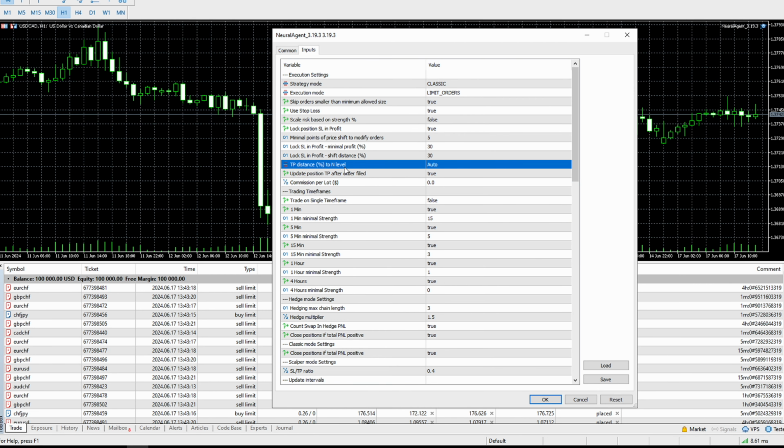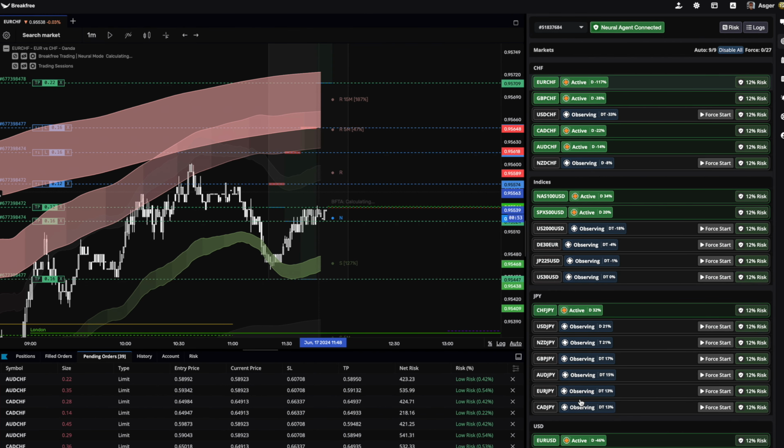It says TP distance percentage to neutral level, and it's set to auto. So this is again an option for you to play around with, but if you use auto, you're just using our built-in algorithm. So that's what we recommend. While we have tried to make everything as easy as possible, we're now giving you the options to choose for yourself how you want to set up your Neo agent and if you want to play around with the settings or not. So now the option is there, and then you can choose for yourself if you want to use that opportunity.